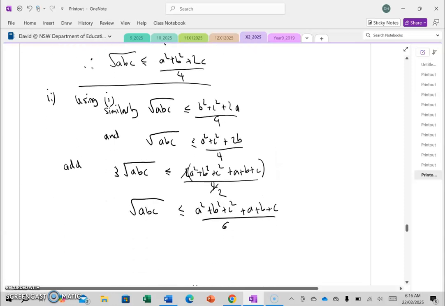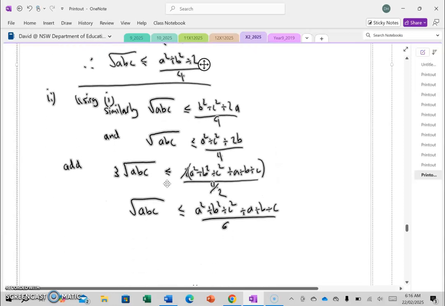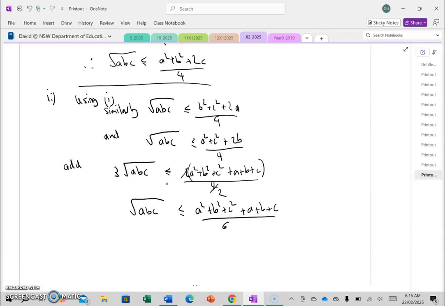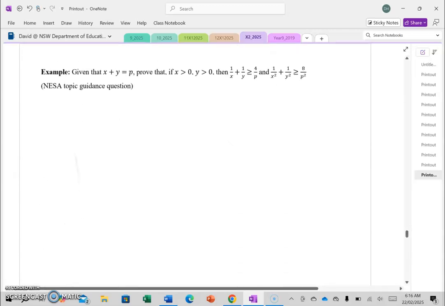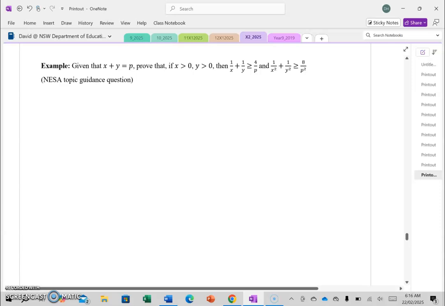So that one there required us to use symmetry, just change the values of A, B, C around, use some symmetry, get 3 results, and then add. Alright, page 12. This comes from NESA topic guidance.